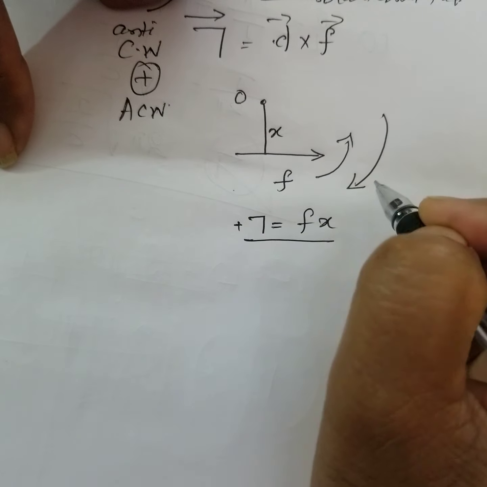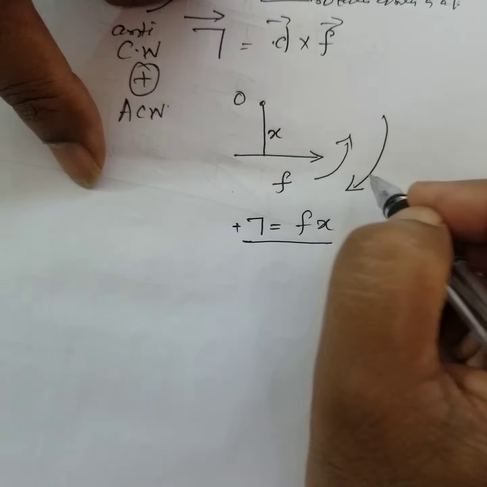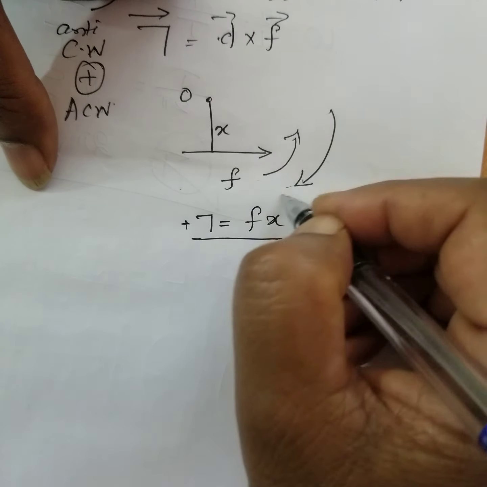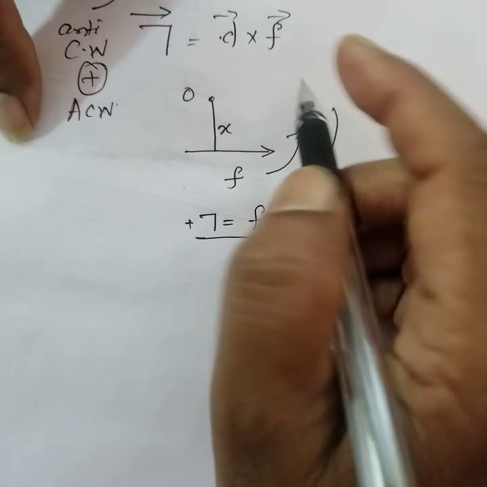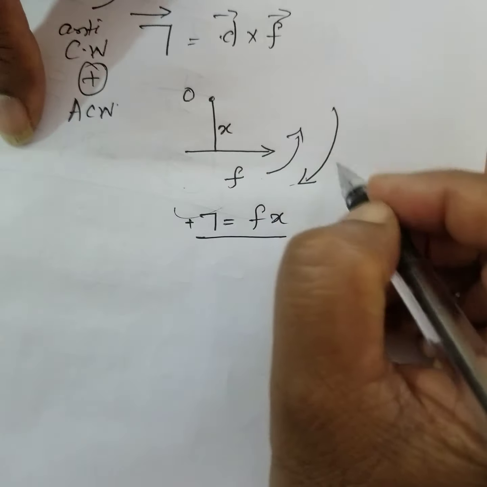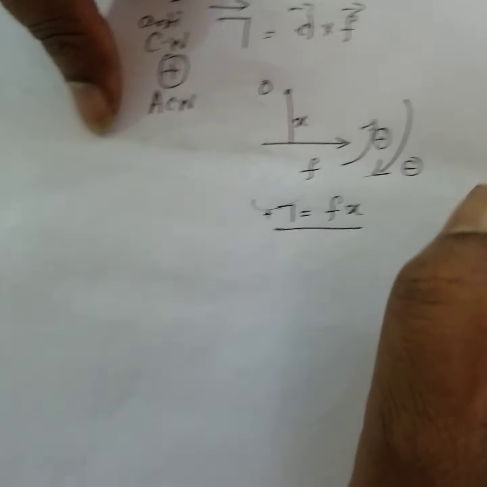Suppose there is another, which is clockwise. Now there is another force you are applying in the opposite direction, so that you prevent the rotation. If this is clockwise positive, this is negative. This is positive.